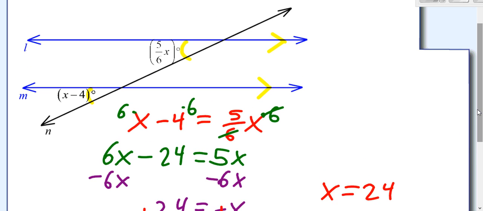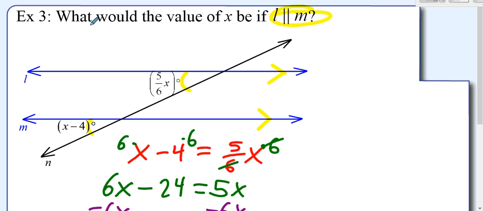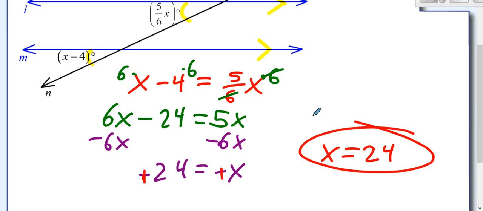And always in geometry in particular, always go back and make sure you answered the question correctly. Because it might be asking what's the value of x, or it might be asking what's the measurement of the angles. In this case, what's the value of x? That's it. We don't need to plug it back in. X is 24. But half the time it'll ask for x, half the time it'll ask for the measure of the angle, where you'd have to plug it back in.